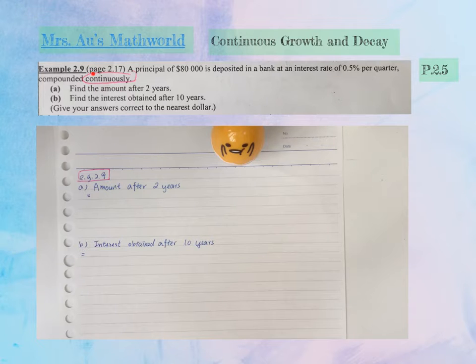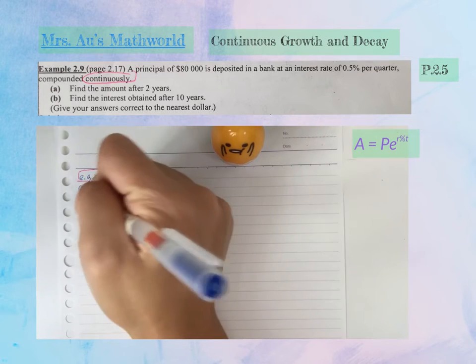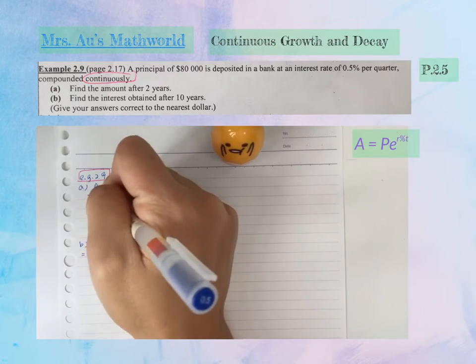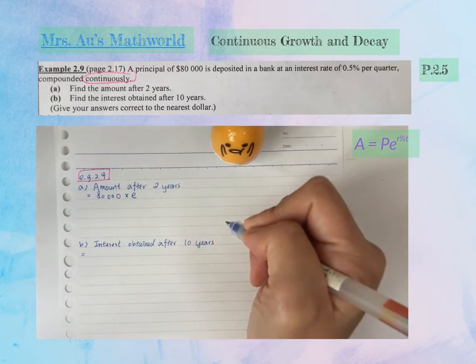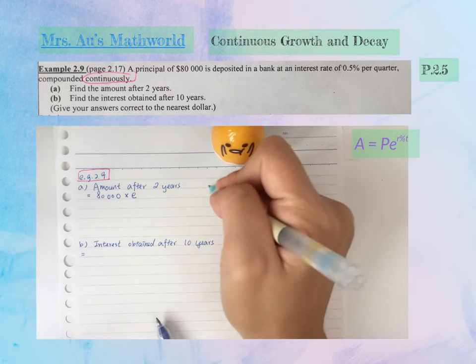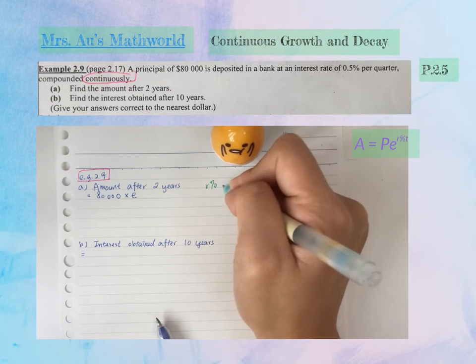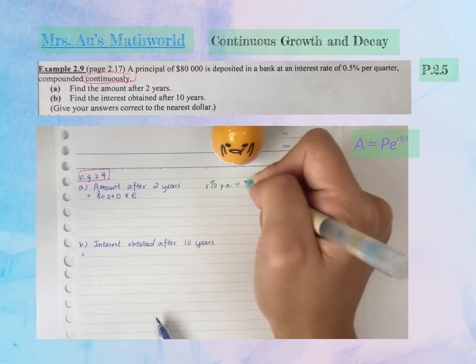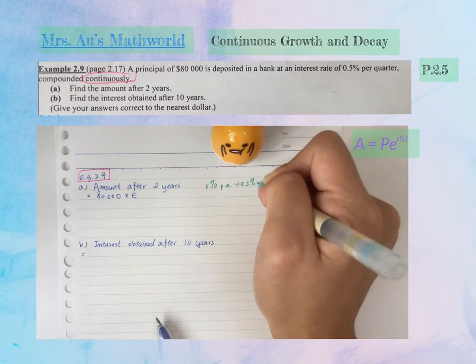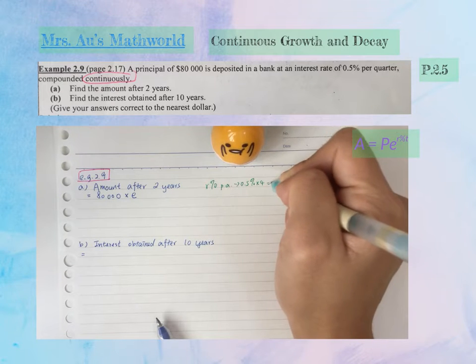Continuously. That means we can use the power function, which is this function. Okay, then we start to do the calculation. So step 1, we write down the principal P, and then we check it out for the power. So let's check for the R% per annum, which is 0.5% times 4, which is 2%.